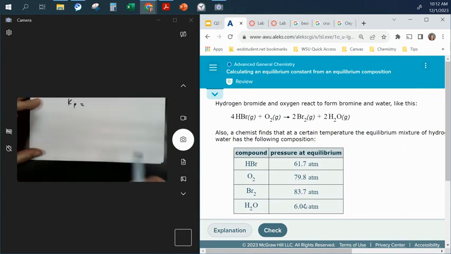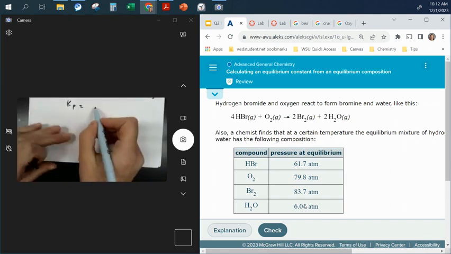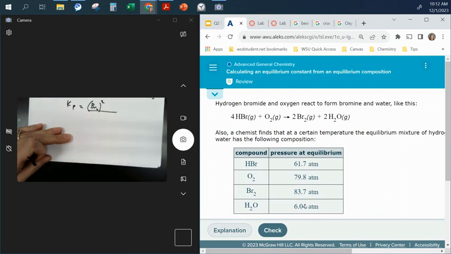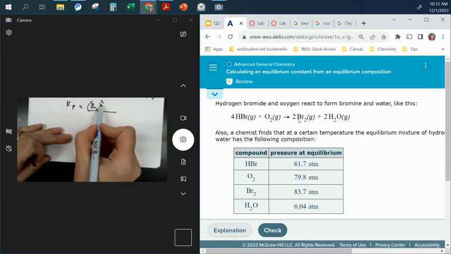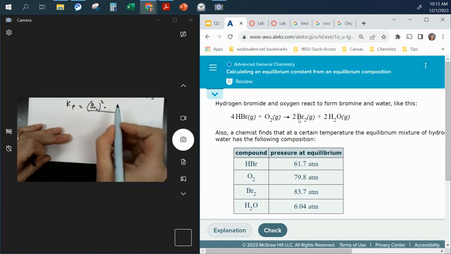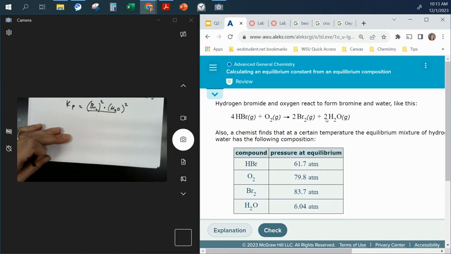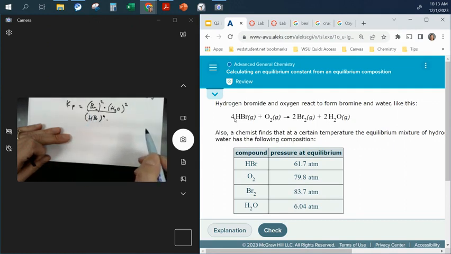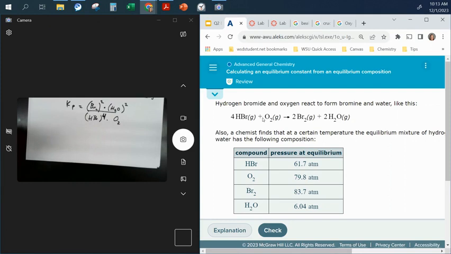Okay, so this one is going to be a KP. So we have our products, which is Br2 raised to the 2 because we have a coefficient of 2. Does that make sense? So that squared comes from that coefficient in the front. And then we have water squared because we have this product raised to the 2, all over our reactants. So we have HBr raised to the 4 times oxygen raised to the 1. We don't need to put anything because it doesn't have a coefficient. Okay, we're seeing where we got that? Questions so far? So that's the first step: products over the reactants raised to the coefficients.